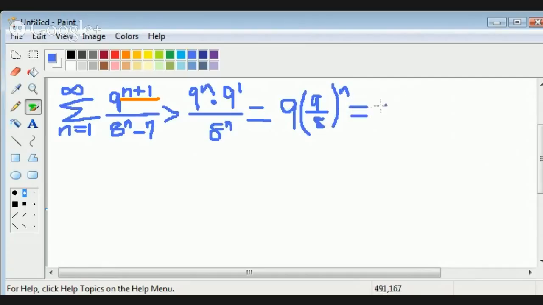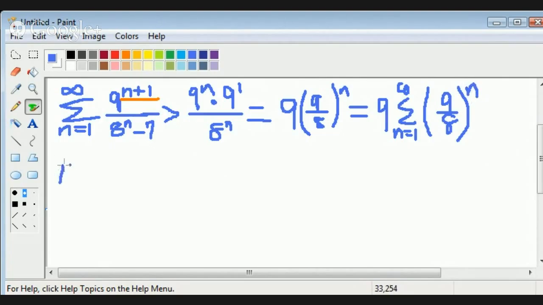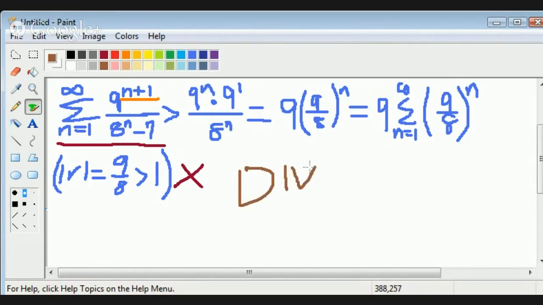And that will equal 9 times the series from n equals 1 to infinity of 9 over 8 to the power of n. Now, once again, the absolute value of r equals 9 over 8. And since it's greater than 1, it diverges. Boo. So, the series diverges.